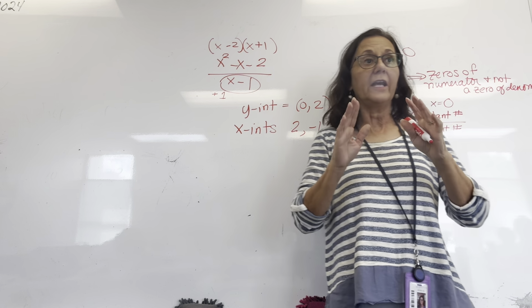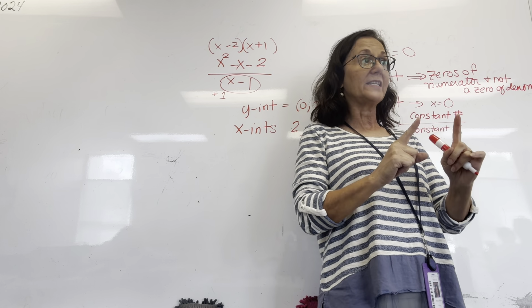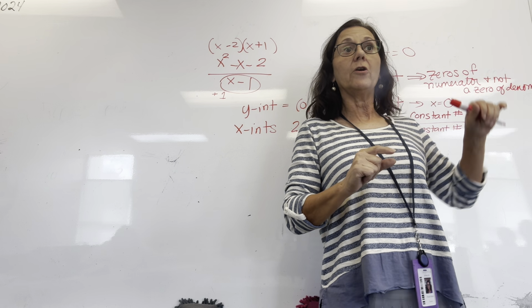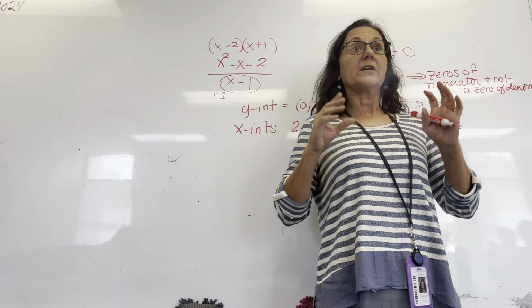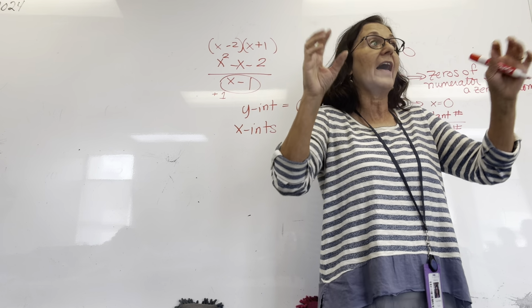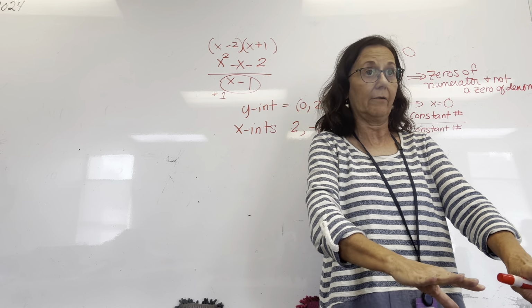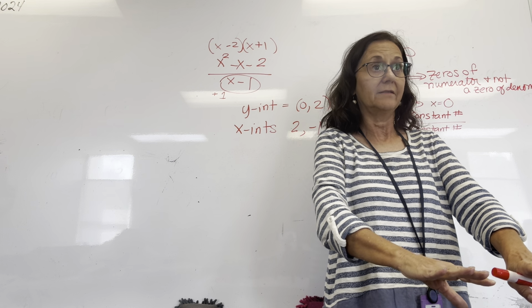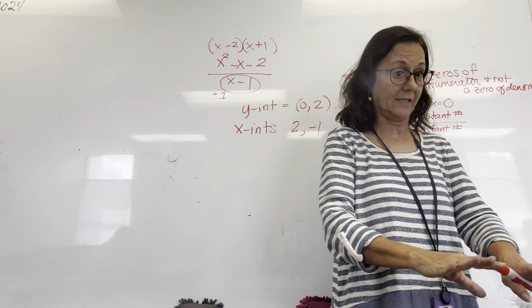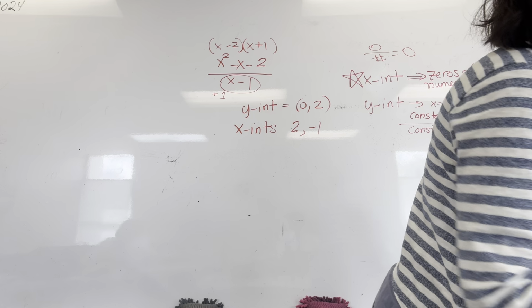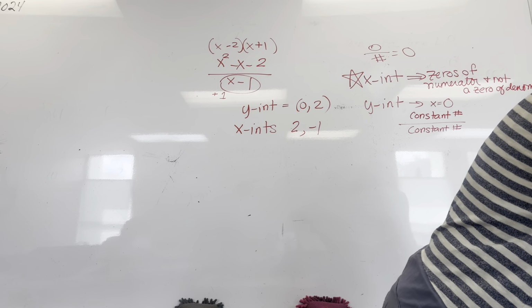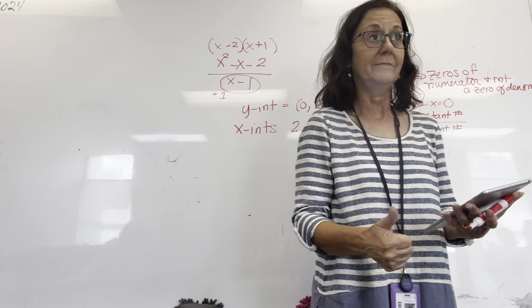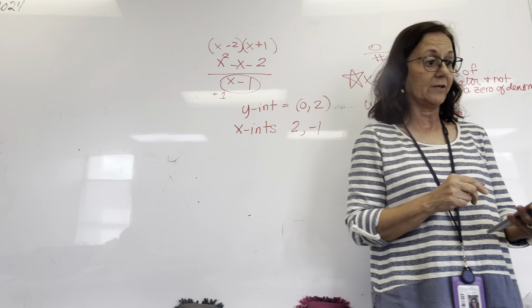Okay, listen. Here's the rule. Y-intercept: constant in the numerator over constant in the denominator. X-intercepts are zeros of the numerator that are not zeros of the denominator. Got it? That's where it's going to cross the x-axis. All right. So, we've talked about domain, and we've talked about x and y intercepts.